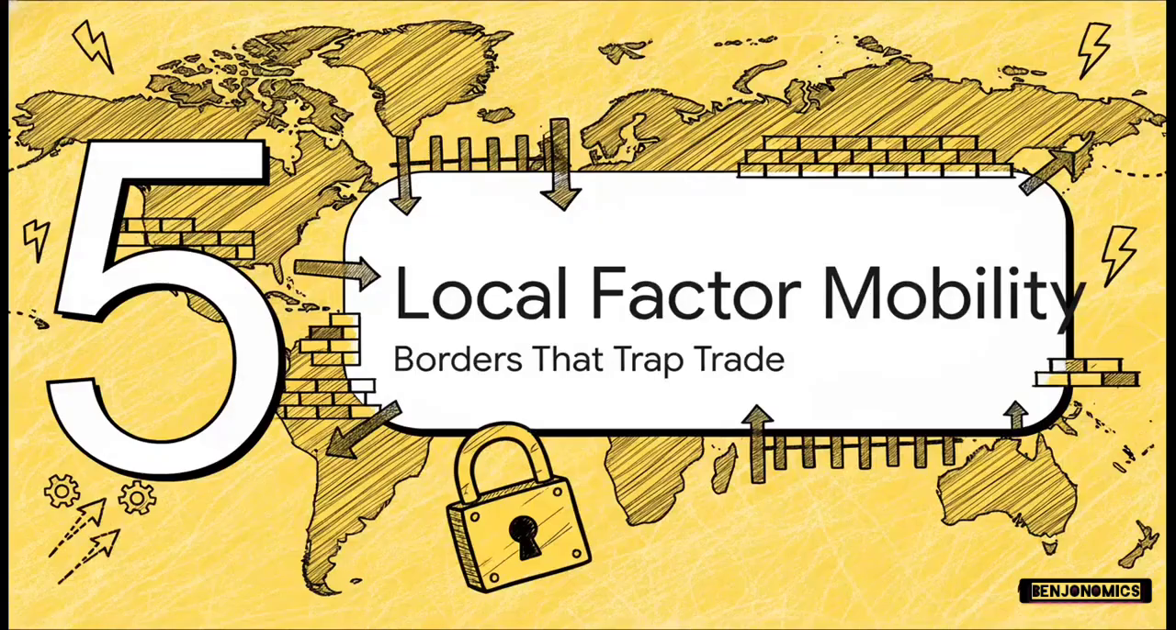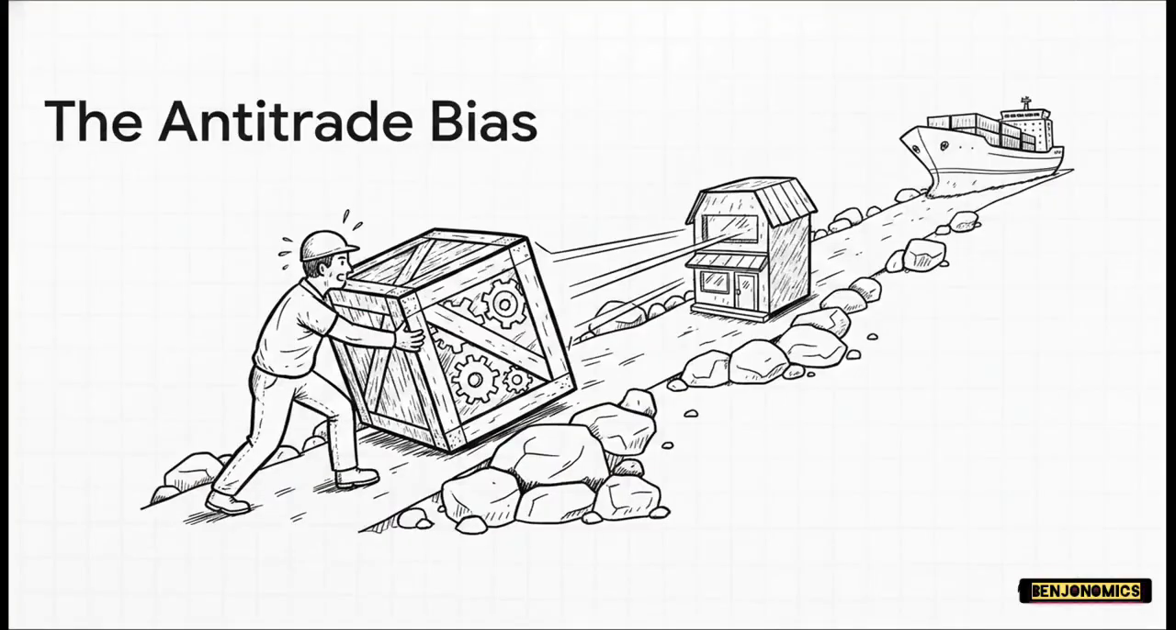Next up is Section 5, Fix 3, Local Factor Mobility, or the literal borders that trap trade. So the old broken model assumed labor and capital would just magically and instantly flow over to export sectors to meet global demand. But economist Patrick Conway proved this is totally false. Reallocation is sluggish. You can't just take a highly specialized machine or a specifically trained worker and snap your fingers to instantly switch their industry.